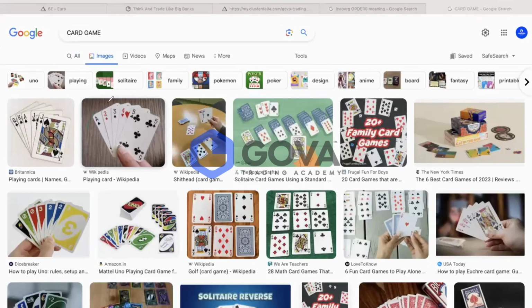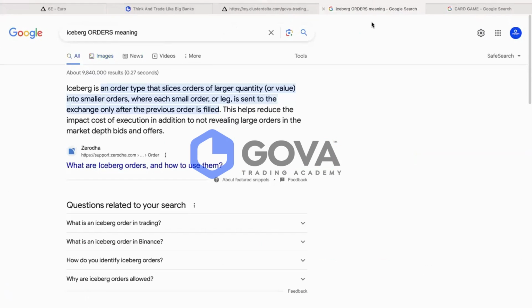So that's why you need to hide the details of your card so that your opponent is not going to use that against you. Now, the reason why big banks usually hide the details of their transaction in the forex market is because they don't want us to see the details of their transaction, all right? There's something we call iceberg orders. Look at it, iceberg orders.